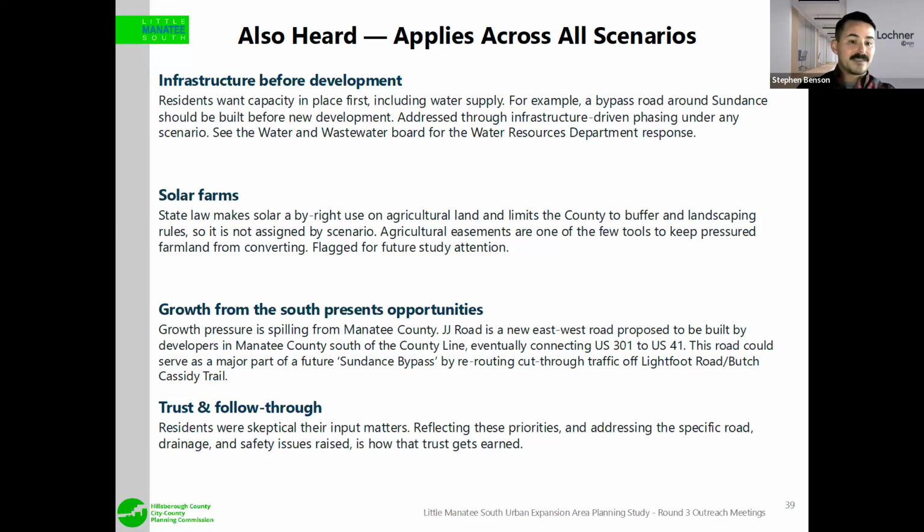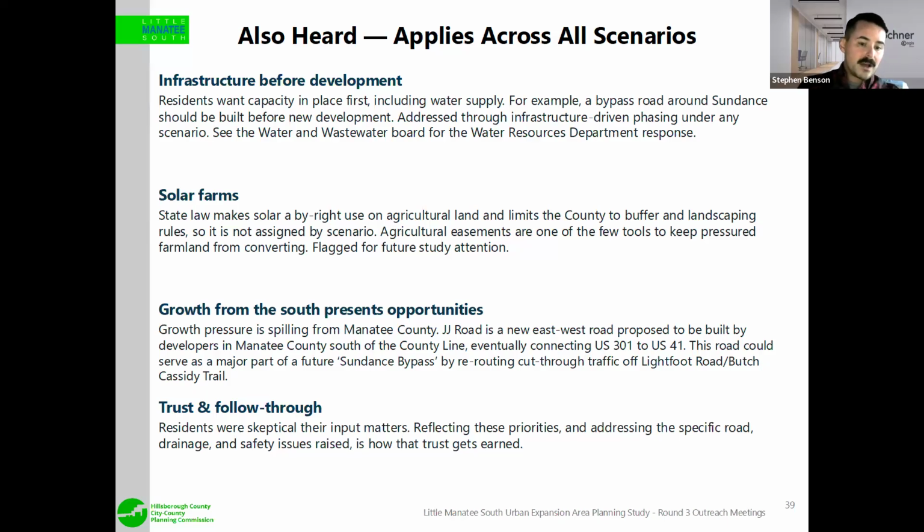So it's not assigned by scenario. What we did is we identified which place types incorporated agricultural uses, and that's where solar would be a potential outcome. Agricultural easements are one of the few tools to keep farmland from converting. But we are flagging the concept of solar and the implications of the state preemption for consideration as we go forward into round four, because we want to be aware of what those implications are.